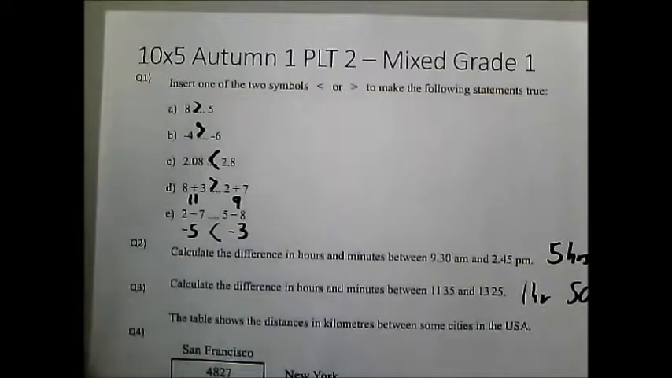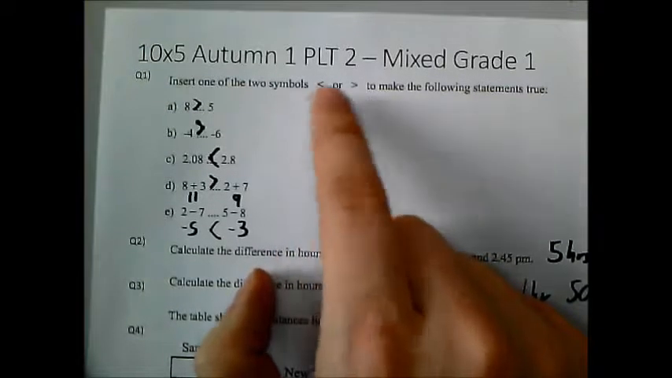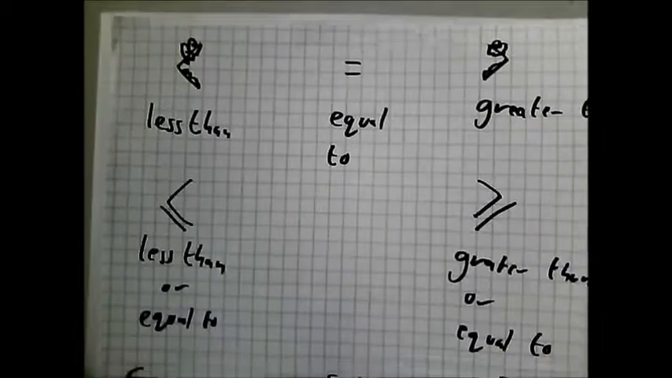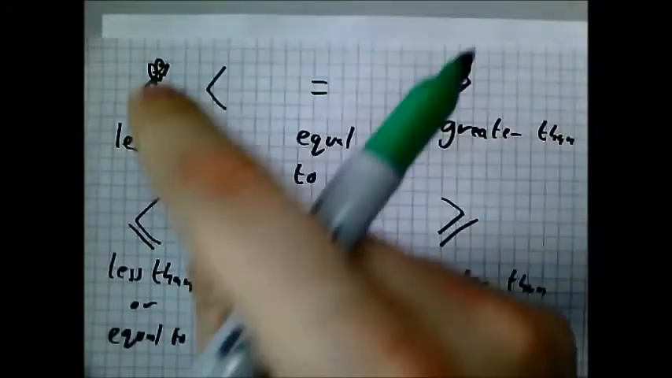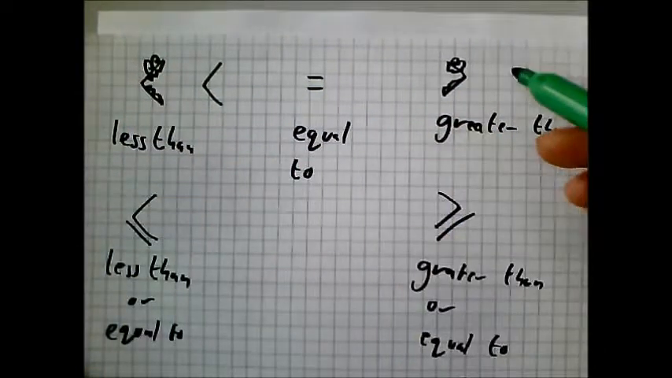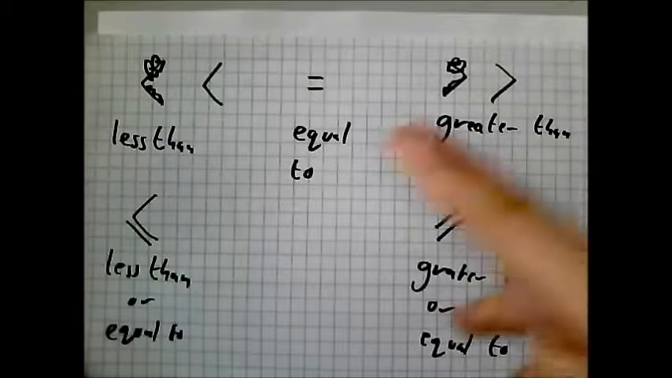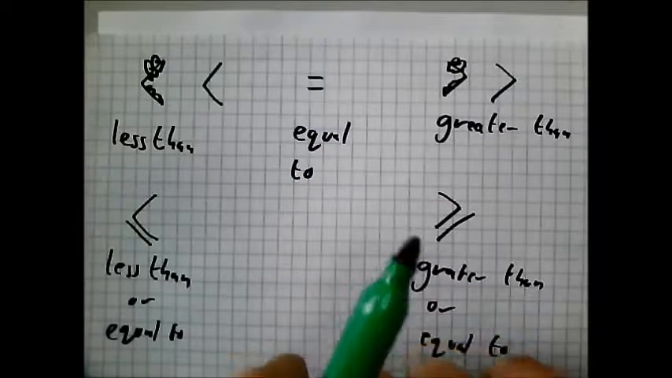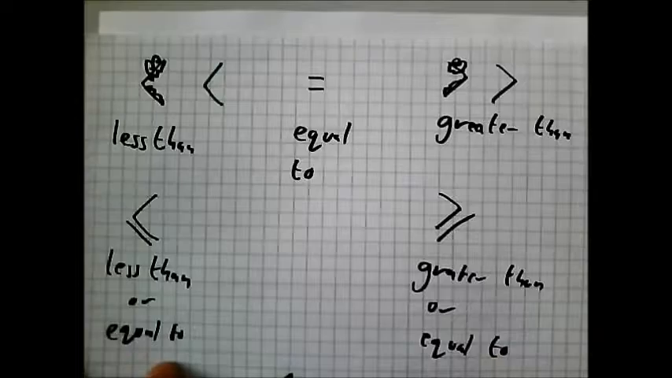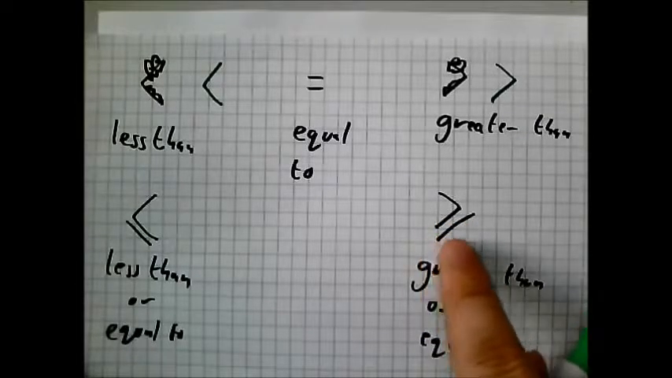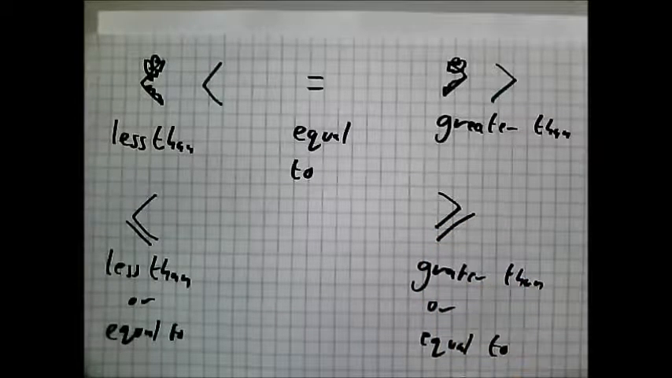Now, first thing you need to look at is what do these symbols mean. So very quickly, a symbol facing left is less than, to the right is greater than, and this one is equal to. Now sometimes you might see this symbol with a line underneath it, that means less than or equal to, and the same one facing to the right with the line under it is greater than or equal to.